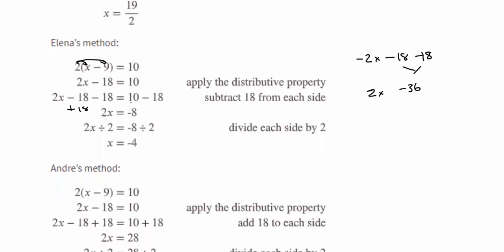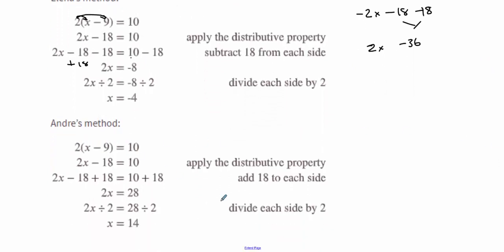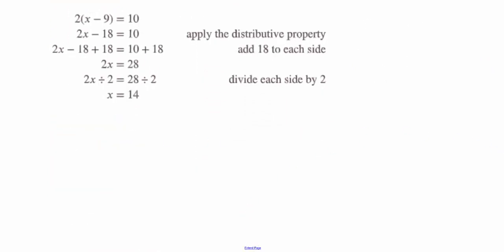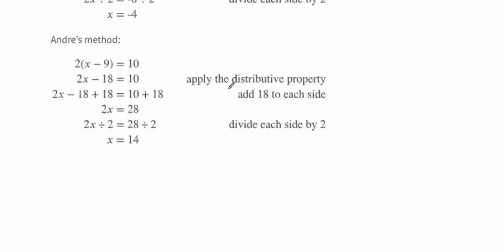So let's look at Andre's method. So Andre started out like Elena. He used the distributive property. 2 times x is 2x. 2 times 9 is 18. Equals 10. So that looks good. And then here's what Andre did. He did add 18 to both sides. So 2x minus 18 plus 18 would be 0, so he just ends up with 2x. 10 plus 18 is 28.